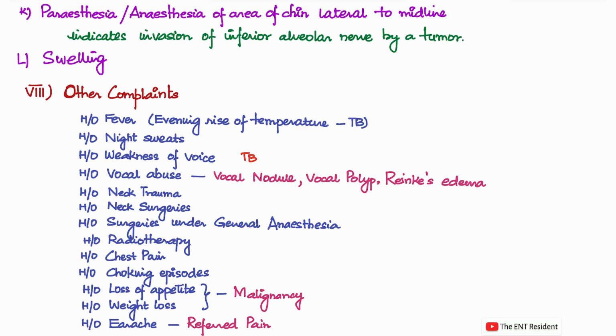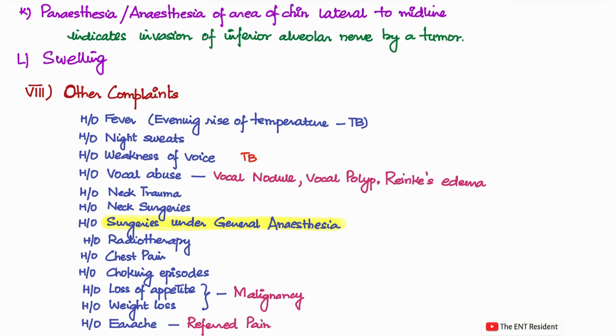Is there a history of vocal abuse? Is there a history of neck trauma, neck surgeries, surgeries under general anesthesia? Why is this important? This is important because in surgeries under general anesthesia, intubation is usually done through the oral route. In this, sometimes there can end up being iatrogenic damage to the vocal cords, or temporary damage. So this can help you understand if there has been any intubation before.